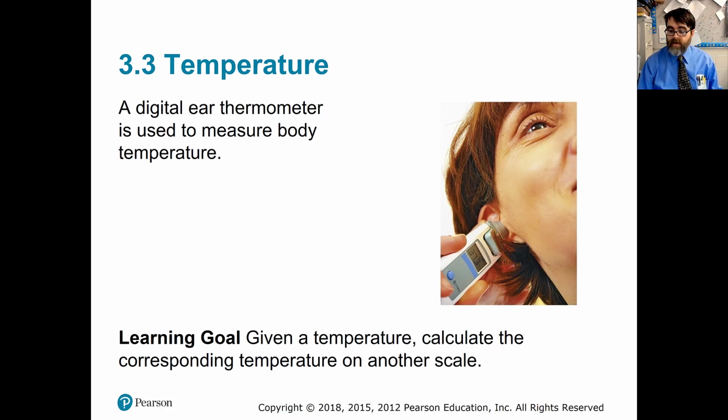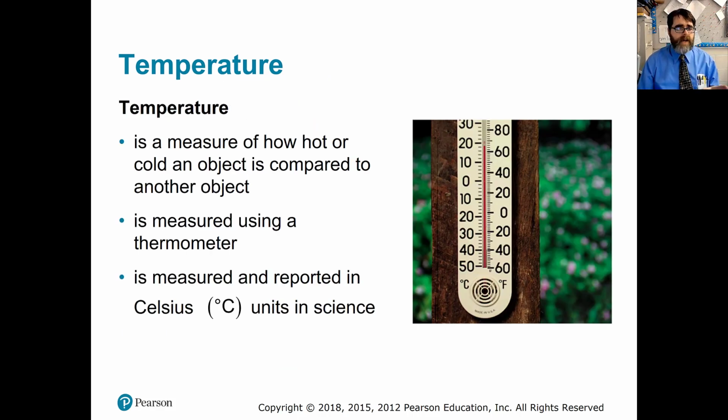Section 3 here is all about temperature. And we talked about it a little bit when we got into measuring scales, but here it describes it as a measure of how hot or cold something is compared to another object. And that works as a description. In reality, when we measure a temperature, we are measuring the average kinetic energy of a substance.